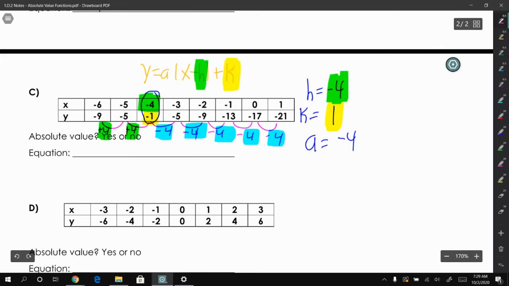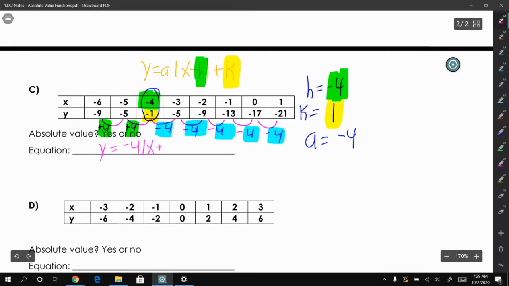So now we can write our equation: y equals negative 4 times the absolute value of x. Instead of writing x minus negative 4, we're going to write x plus 4, and then plus 1. So that is our absolute value function.